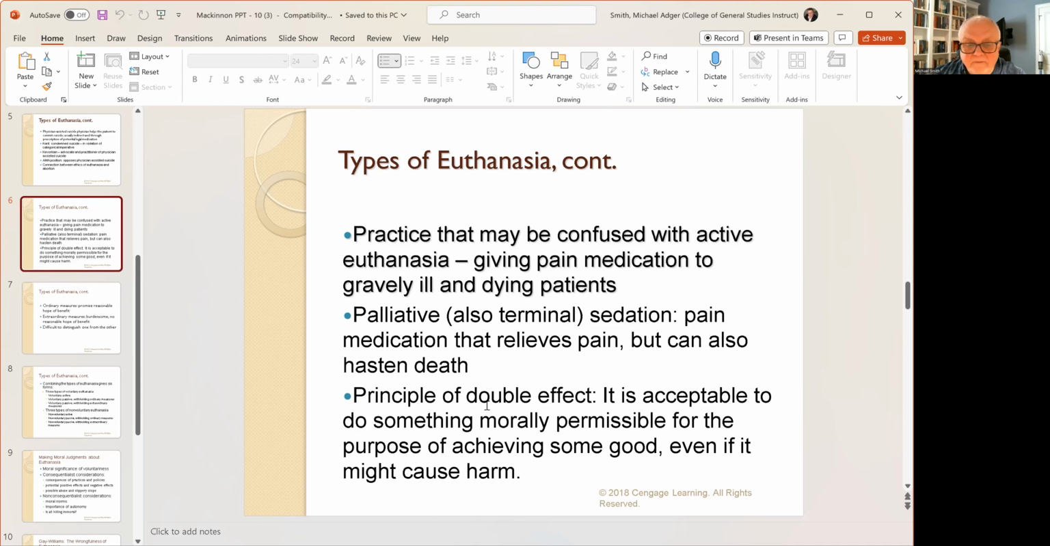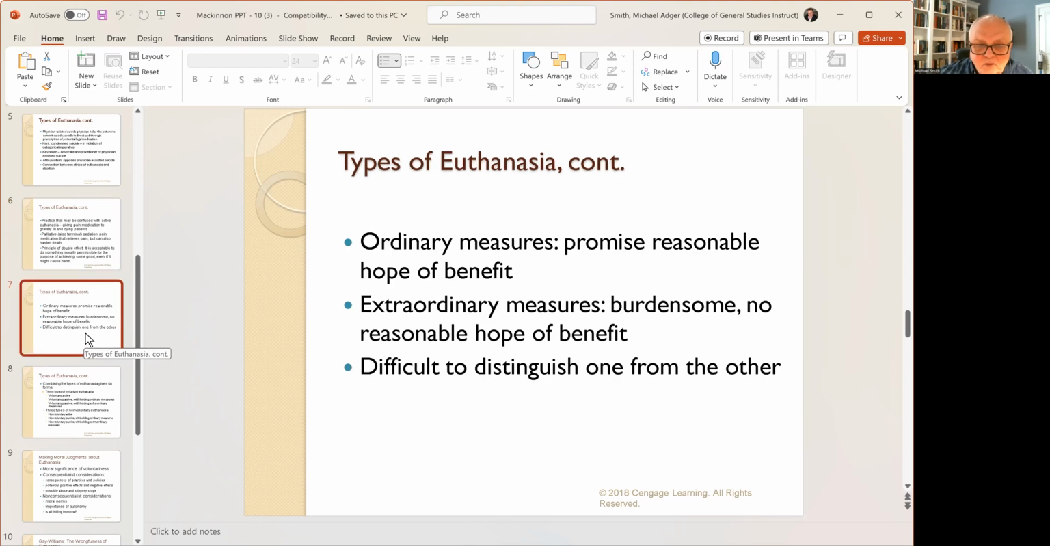and it will ultimately end the patient's life. The principle of double effect is kind of wordy, but it means to do something that's morally permissible for the purpose of achieving some good, even if it can cause harm. And that's what we think about when we think about morphine, that you are helping the patient with their pain. It's going to kill them, but you are doing some good along the way. And so that's where that comes from.